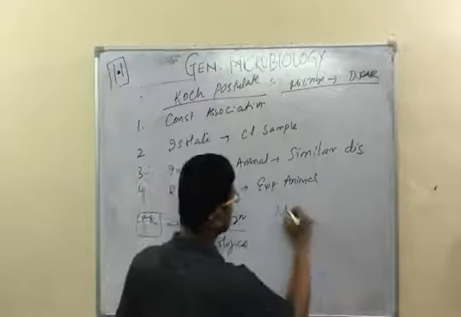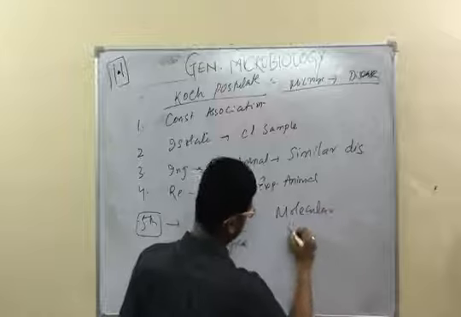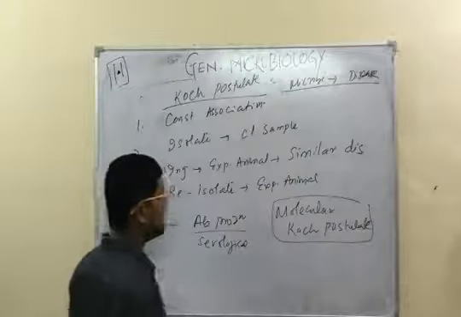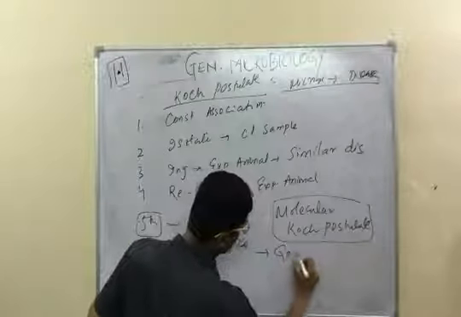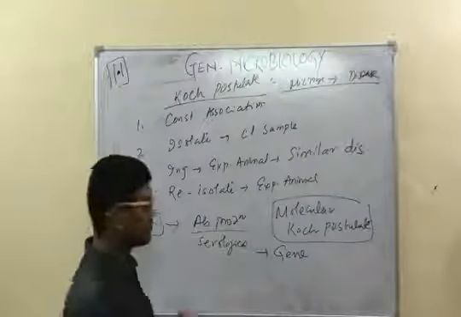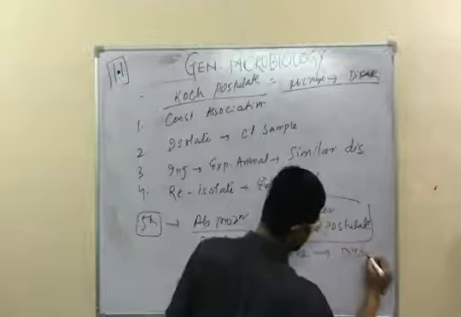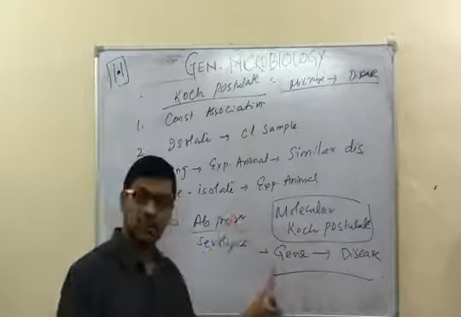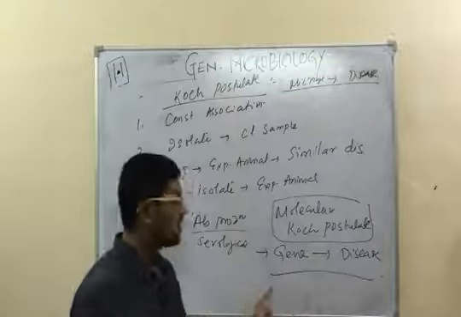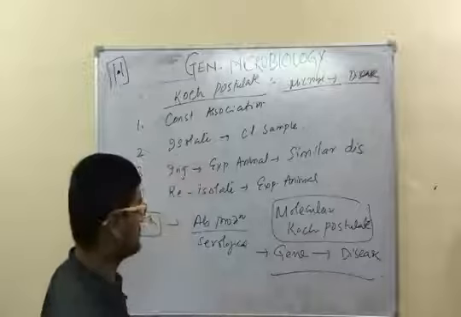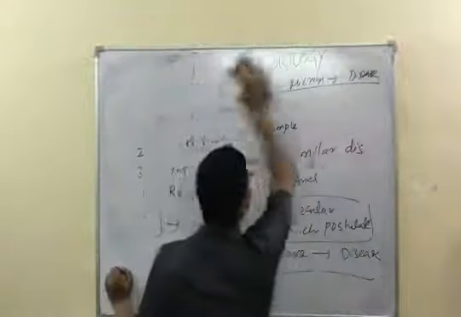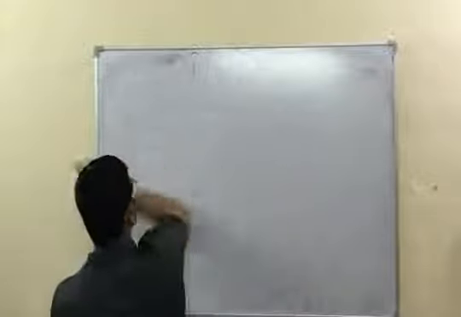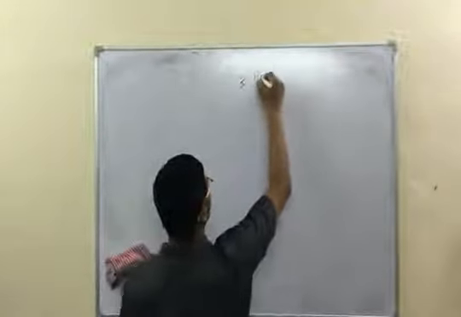Of course, now the molecular Koch postulate has been laid down, and according to this, it is the gene of the microbe, the virulence gene, rather than the microbe per se which should be constantly associated with the disease manifestation. So this is about the molecular Koch postulate. Okay, so these are the various contributions by Robert Koch. Then we can discuss the third eminent microbiologist, that is Paul Ehrlich.